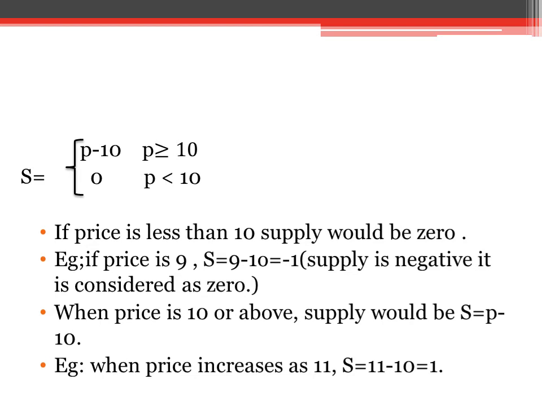So in this problem, the value of A is given. It is a constant value. 10 is given. If price is less than 10, supply would be 0. When price is 10 or above 10, then supply would be P minus A. Here it is P minus 10.